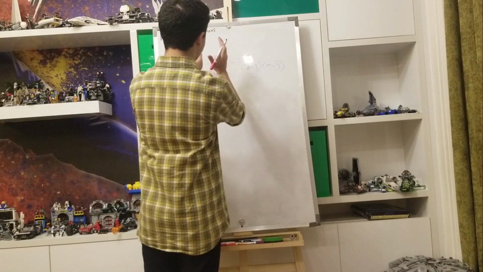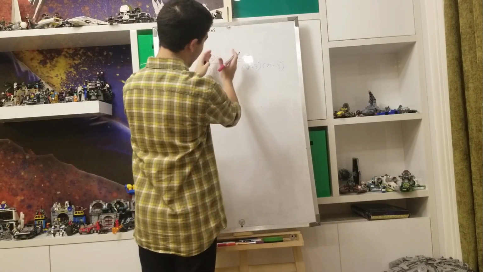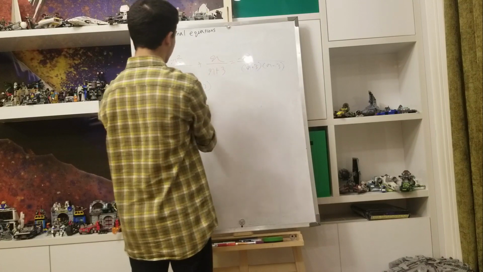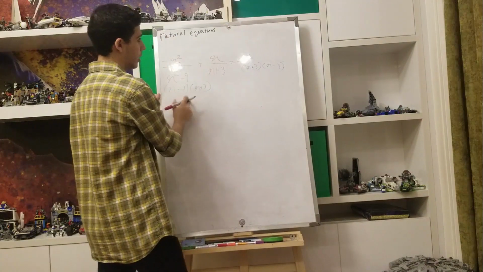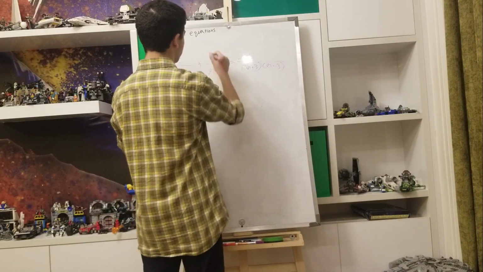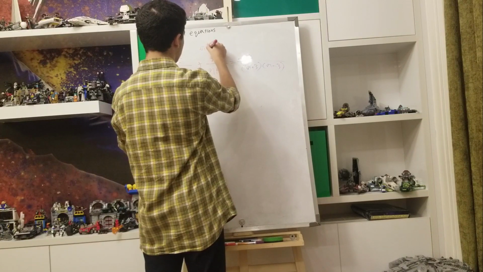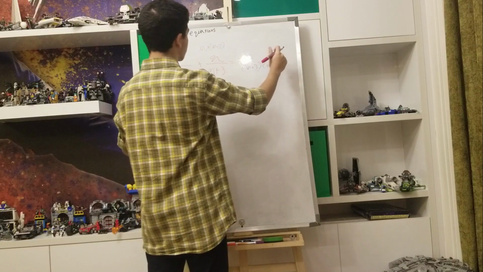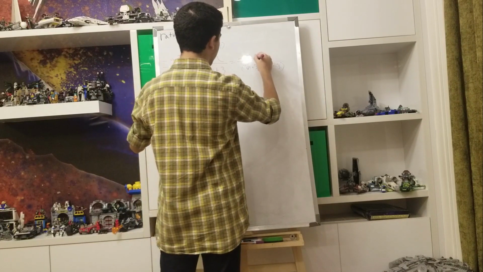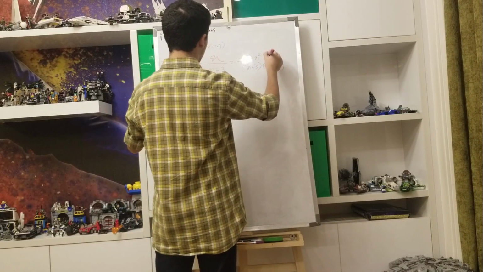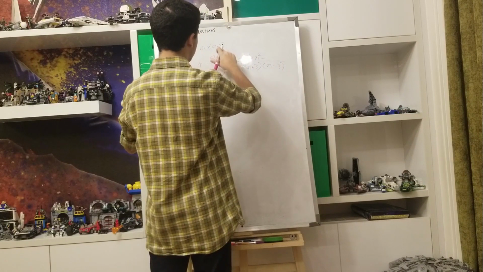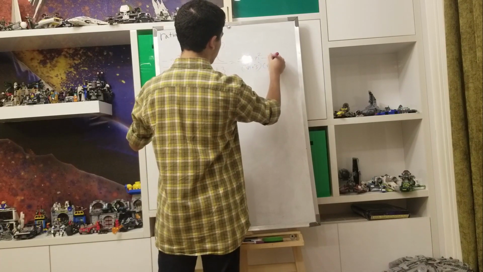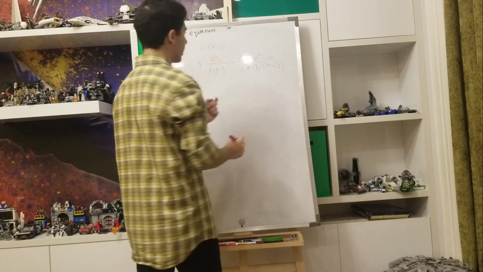Okay, now here's where the thing starts. What does this side not have that this side does? It's an x minus 3. So we multiply this by x minus 3. So x times x minus 3 equals x squared minus 3x. Okay, now we have that.